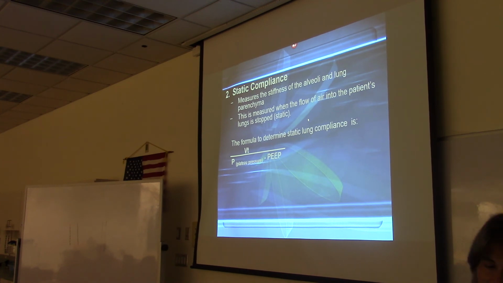All right, so when you plug that into the equation, you put your tidal volume on top, and on the bottom, you write down the plateau pressure. You subtract the PEEP from the plateau pressure. So all of these numbers are given to you. You just have to know how to plug them into the formula.